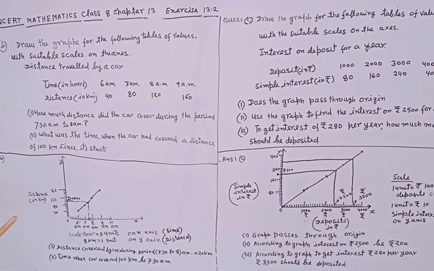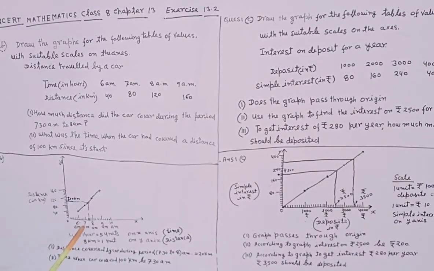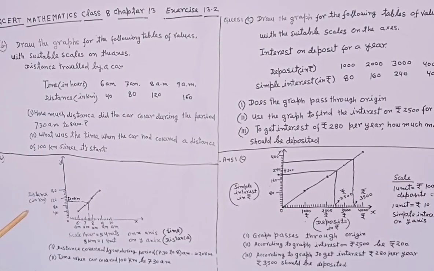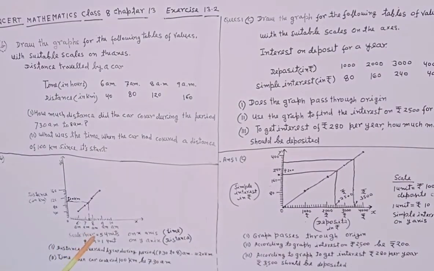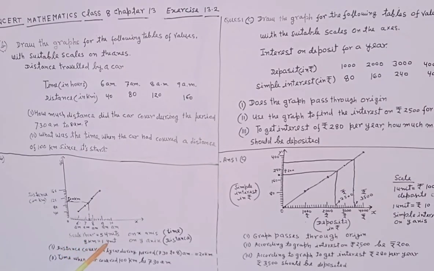1b. Time is taken on the x-axis and distance on the y-axis. Here the scale is 1 hour equals 5 units on the x-axis. The time is taken on the x-axis. 8 kilometers equals 1 unit on the y-axis.